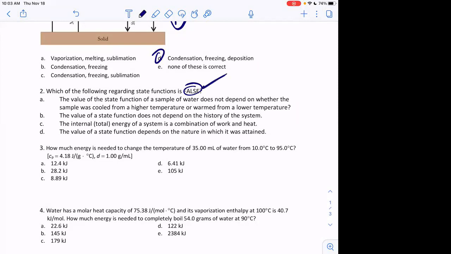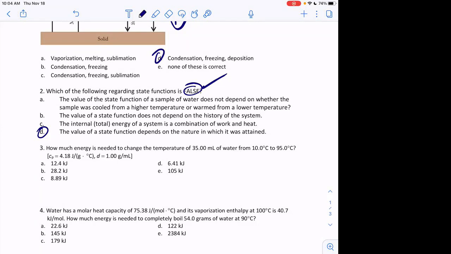No, we've been saying that all along, right? We want false. That's the correct answer because it's false. The value of the state function of a sample of water does not depend on whether the sample was cooled from a higher temperature or warmed from a lower temperature. Another way of saying it doesn't depend on path, right? The value of the state function does not depend on the history of the system. That's kind of saying the same thing. Doesn't matter where it came from, what the path was.